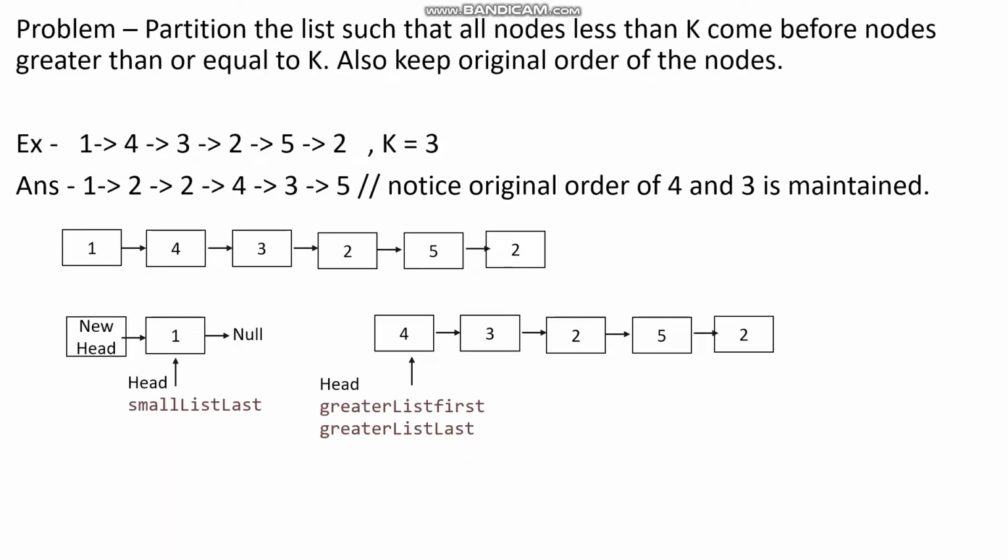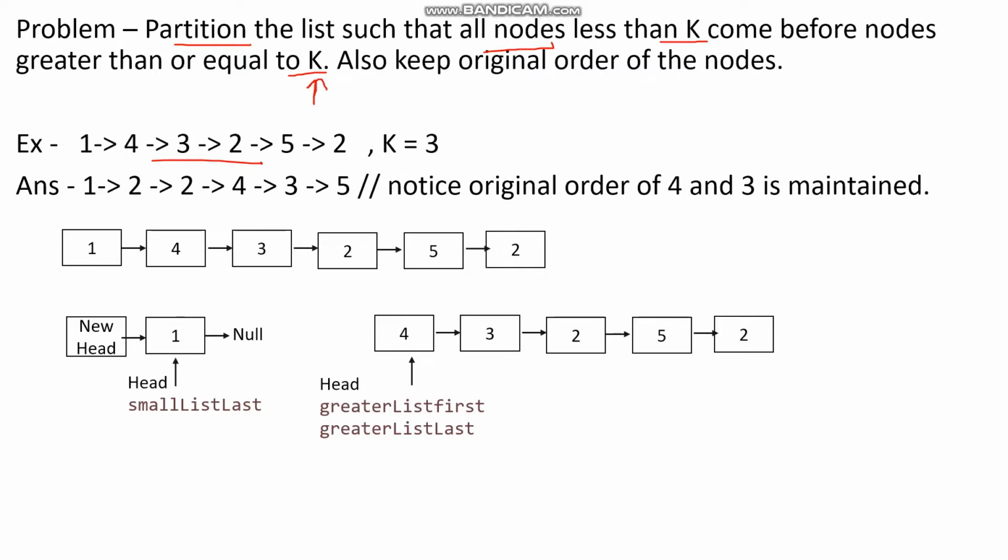So this is our problem statement. We are given a linked list and we have to partition this linked list in such a way that all the nodes lesser than k should come before the k, and all the nodes which are greater than or equal to k should come after that node.